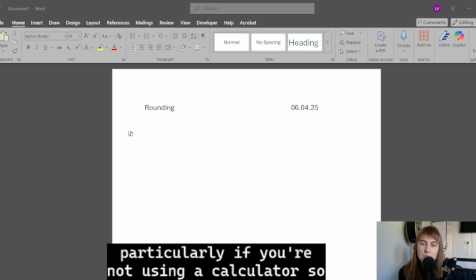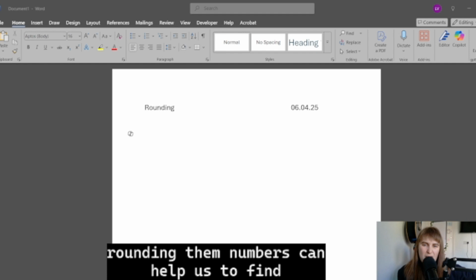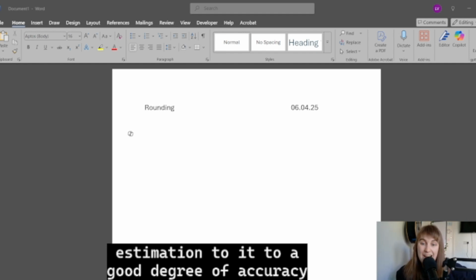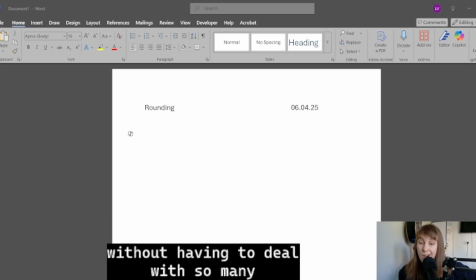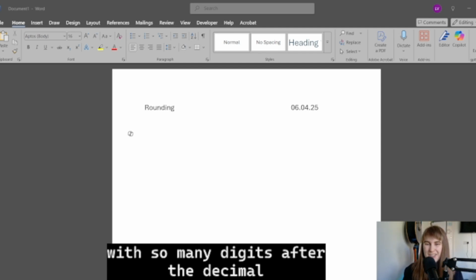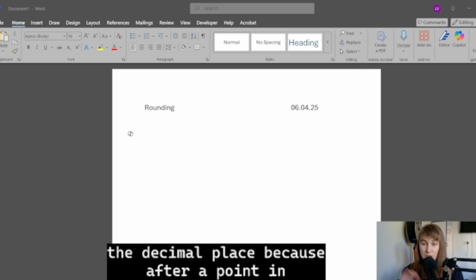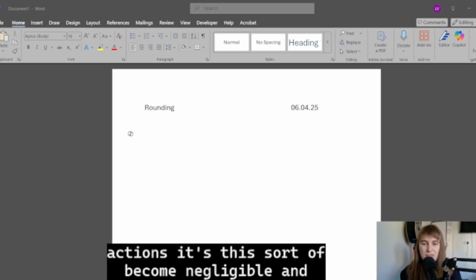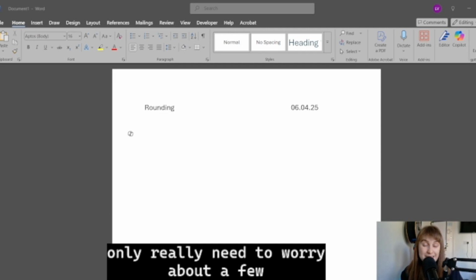So rounding numbers can help us to find an estimation to a good degree of accuracy without having to deal with so many digits after the decimal place. Because after a point in decimalized numbers, those extra digits become negligible and we only really need to worry about a few decimal places anyway.